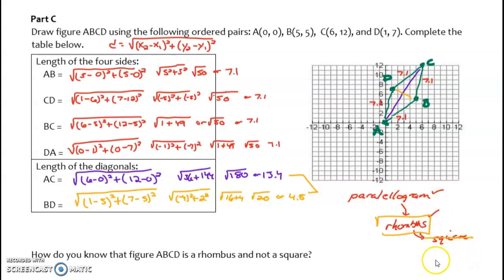All right, let's see here. How much time we got? I don't think we have time for a whole other problem, so I may stop this one.